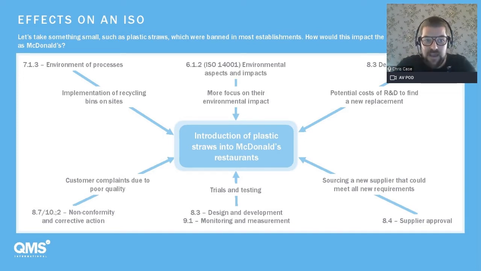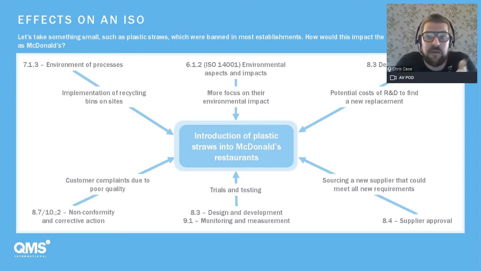So it's looking into the environment of processes. One thing that they introduced as well was implementing bins around site, which feeds into 7.1.3, which is control of your environment. It generated more of a focus on their environmental impact, which would feed into clause 6.1.2 and then environmental aspects and impacts. So looking at what impact plastic waste has on their organization and what they need to do to reduce that. And then it comes into the fact that implementing something like a paper straw doesn't just happen overnight. You've got to think about the research and development, the marketing, the implementation of it. All of that feeds into section 8.3 of your ISO 9001 management system, which is design and development. Then sourcing new suppliers.